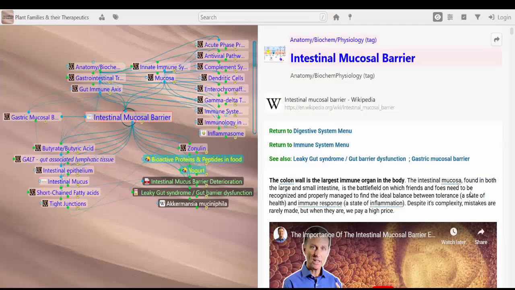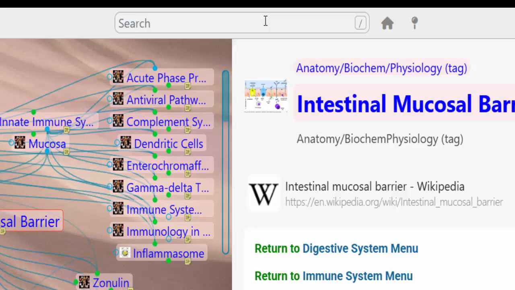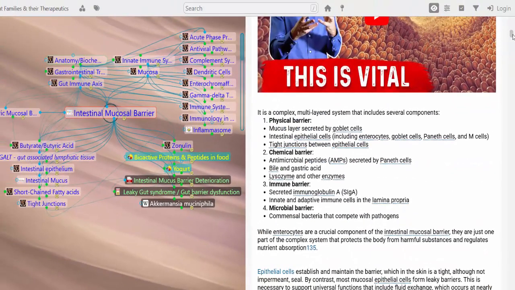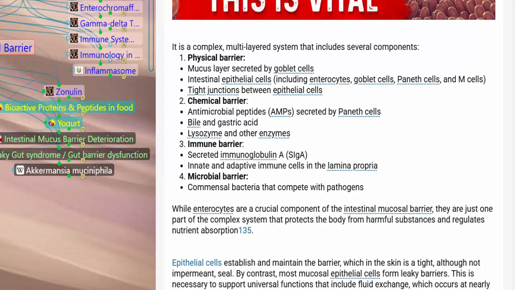Okay, so here we are in the herbal database, and we're going to dig into the intestinal mucosal barrier. If you're new to the herbal database, one way to find it is to use the search box and type in intestinal mucosal barrier, or you could use one of the menus. It's in the digestive system menu and also the immune system menu. All right, so we see it's a very complex, multi-layered system, and it has several components.